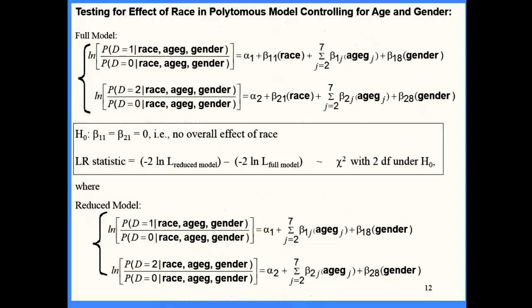Now, let me show you another thing. Again, if you're doing the model where you actually have the control variables in the model, the full model has the control variables and the race variable in the model. The reduced model doesn't have the race variable, but it has the control variables. That's the difference between the 2 models. The null hypothesis still has to do with the betas, because that's what you're testing, whether the race variable is significant. So it's still going to be a chi-square with 2 degrees of freedom, but it might not be exactly the same chi-square value, because the full and the reduced model aren't the same as what they were originally when you're dealing with the crude data.